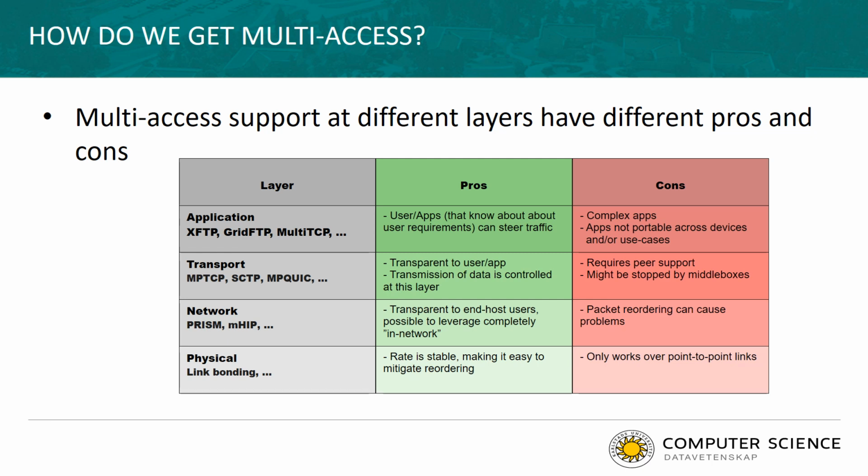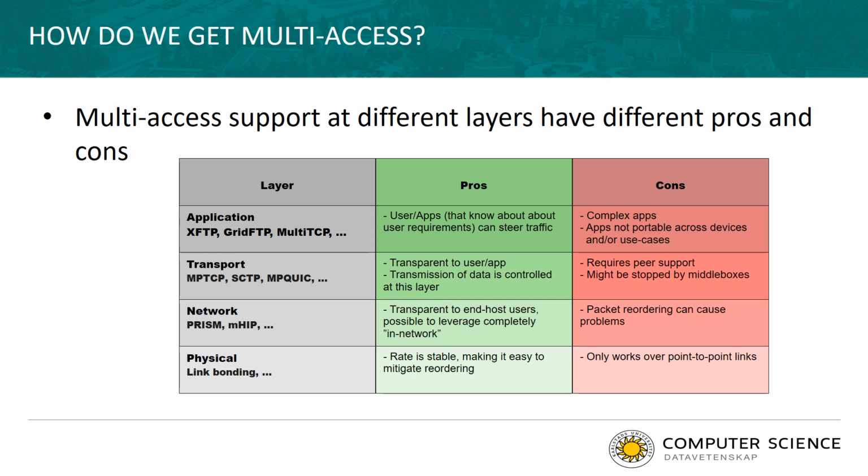You may also have the support at the network layer. Again, this is transparent to the end host users, and it can also possibly leverage completely in-network solutions. But if you now transfer packets over multiple paths in the network without having knowledge of how these packets or flows relate to your applications, you may have problems with packet reordering. That can cause problems both for the transport layer or for your application.